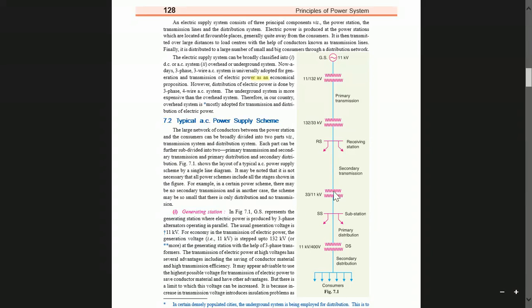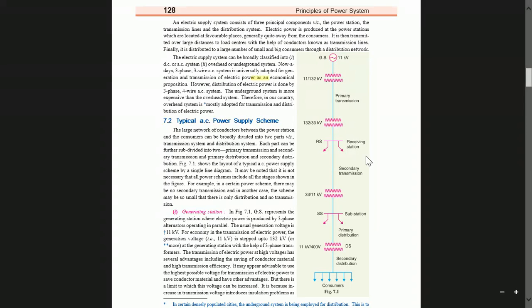Up to 33 kV, that is 132 by 33 kV, 132, 220, 66 kV, up to 66 we call it transmission. After that, below 66 kV, from 66 to 11 kV with 400 volts, is called the distribution system. So this is about distribution.